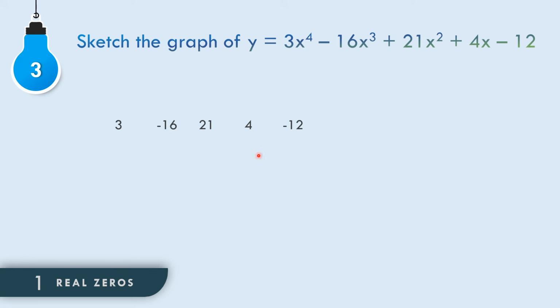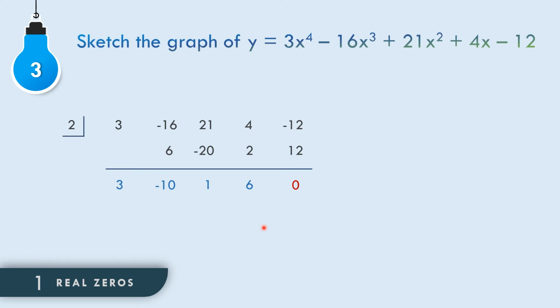So let us try to solve using synthetic division. Think of a factor such that the remainder must be equal to 0. So let us try positive 2. So bring down 3. 3 times 2 is equal to 6. Negative 16 plus 6 is negative 10. Negative 10 times 2 is negative 20. 21 minus 20 is 1. 1 times 2 is equal to positive 2. 4 plus 2 adds 6. 6 times 2, the answer is equal to 12. So the remainder is equal to 0.